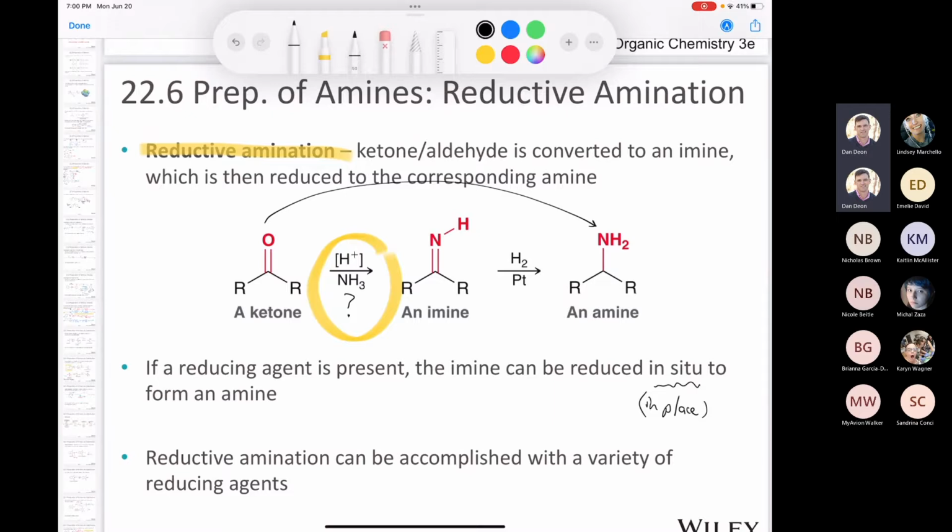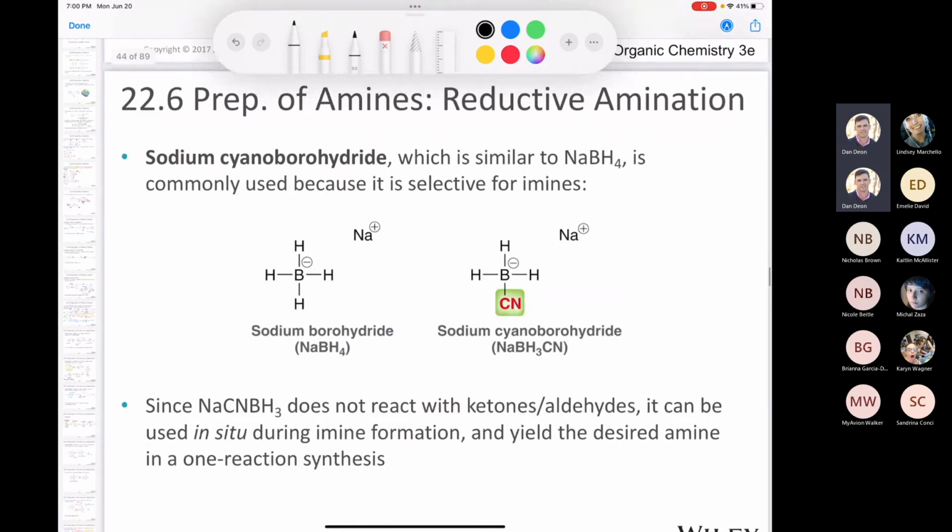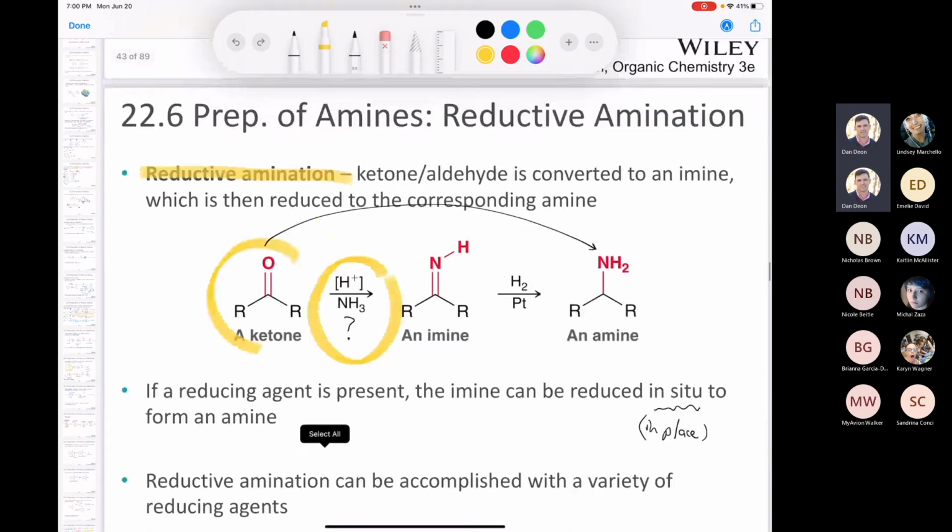There's only one, the most commonly used one, which is sodium cyanoborohydride. Everybody who's hearing the sound of my voice remembers NaBH4. We've used that all the way since chapter 12 in this class. Sodium cyanoborohydride is for this and that. Sodium borohydride is such a strong reducing agent. It's weaker than lithium aluminum hydride, but it's strong enough that if you were to put it in a flask with a ketone, it's going to reduce it to an alcohol. So you can't put that in your flask.